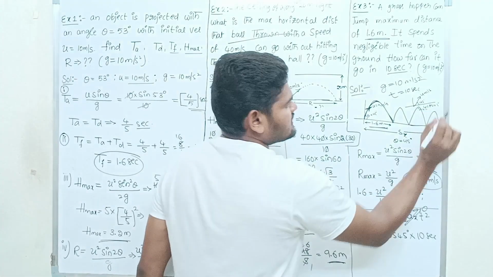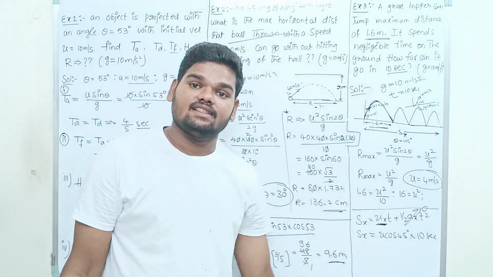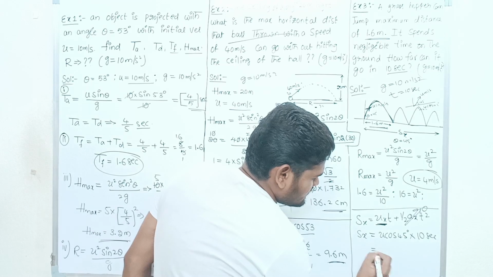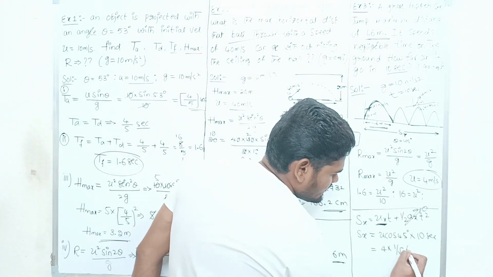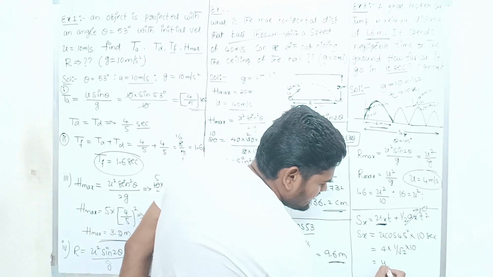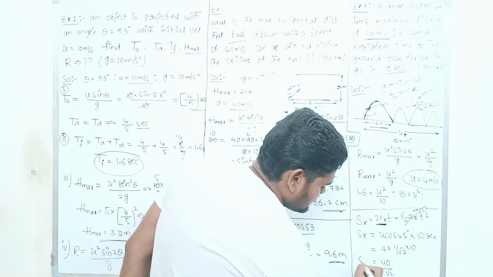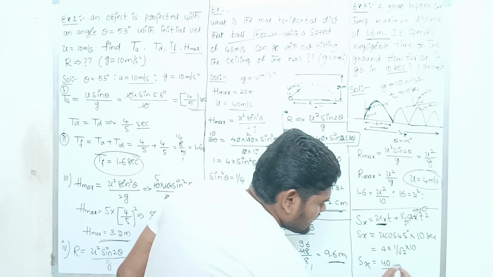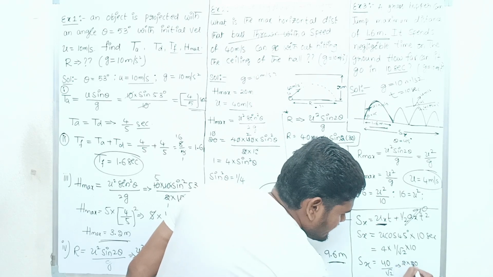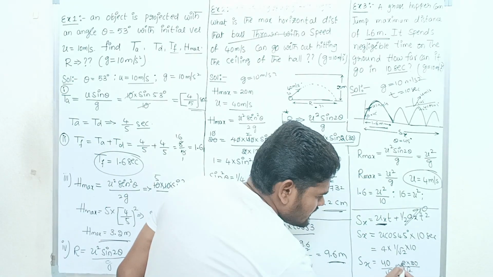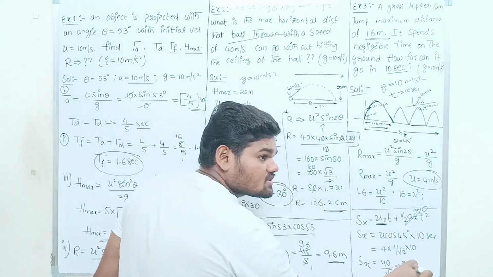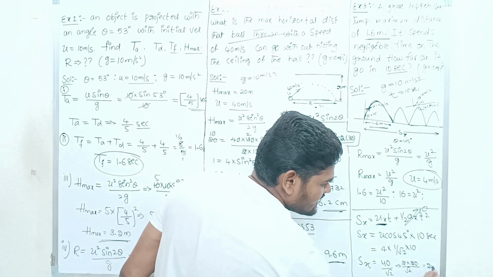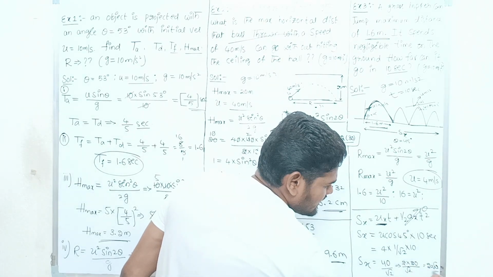So this is what ux is equal to. The value of u, how much? 4 cos 45, 1 by root 2 into 10. So 40 divided by root 2. 40 can be written as 2 into 20, divided by root 2. This 2 can be written as root 2 into root 2. So one root 2 and one root 2 get cancelled out, and you will get the answer 20 root 2 meters.